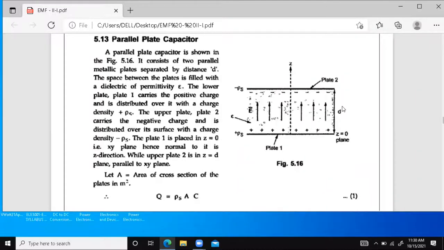Tell me if you're up to date with that explanation. So plate two would have been on the Y plane, sir? Both plates are in the XY plane. Okay, sir. Everybody working with me so far?